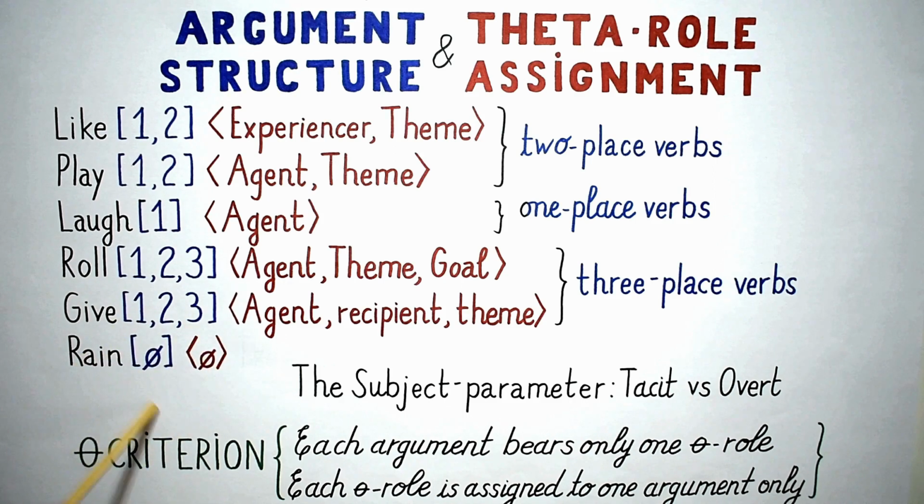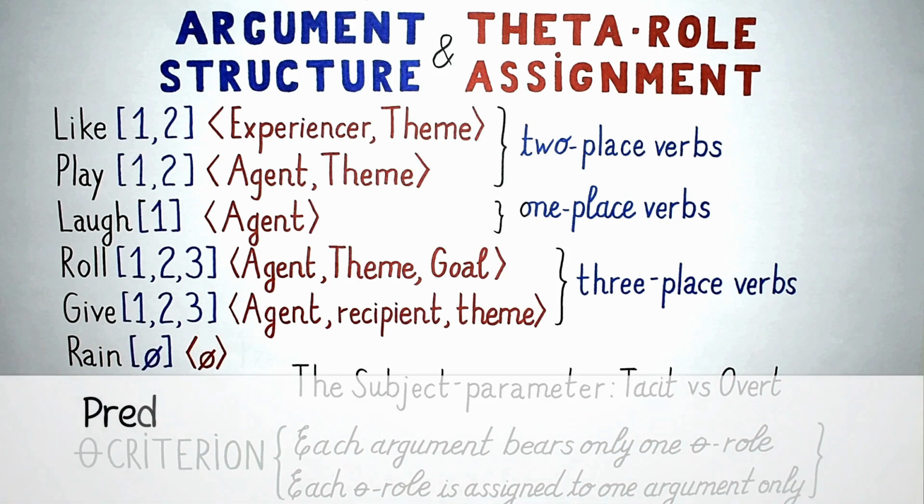So we will call the verb rain and other weather verbs, these are called weather verbs because they refer to the weather, right? Like it's raining, like it's snowing, etc., zero argument predicates. So zero argument predicates or zero place predicates.